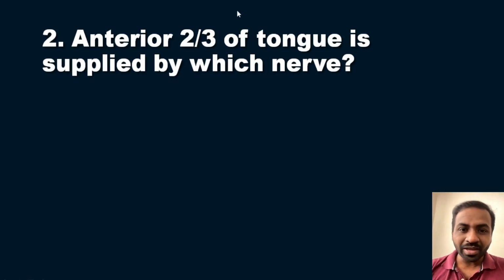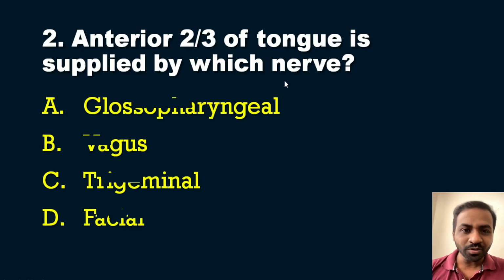So we have to be careful about the part of the tongue, and it is asked about the anterior 2/3 of the tongue. Okay, so the options for you are option number A, Glossopharyngeal, option number B, vagus, option number C, trigeminal, and option number D, facial. So don't make a hurry to answer this question. Think carefully.